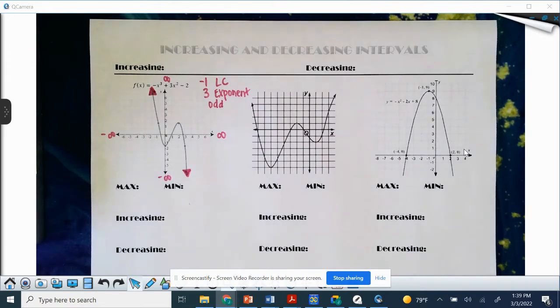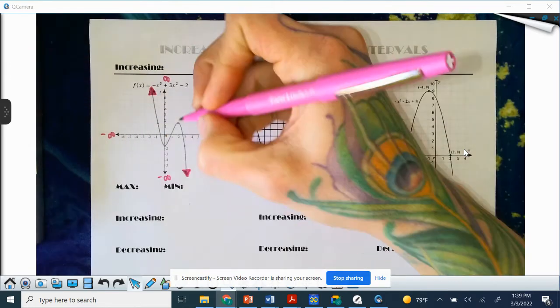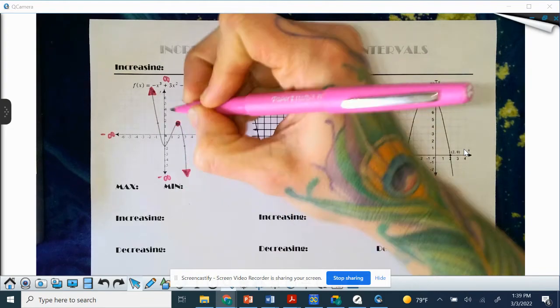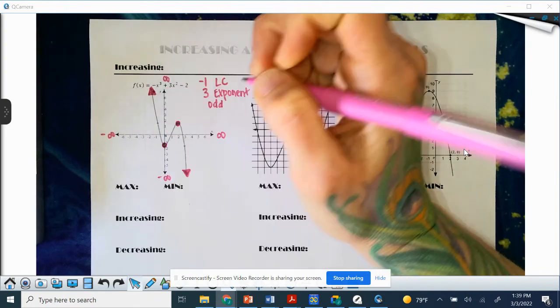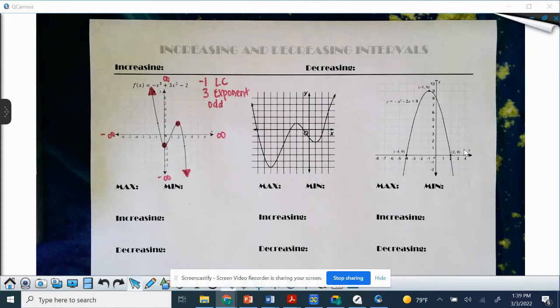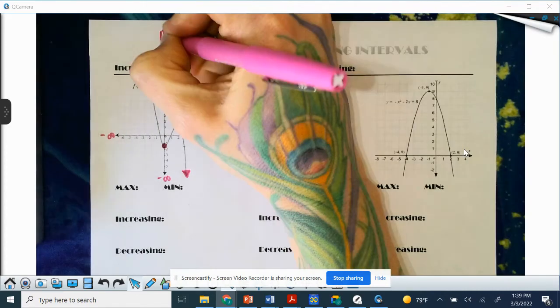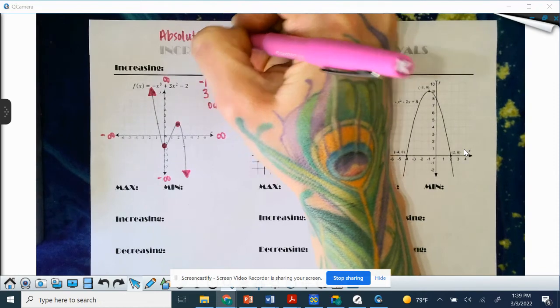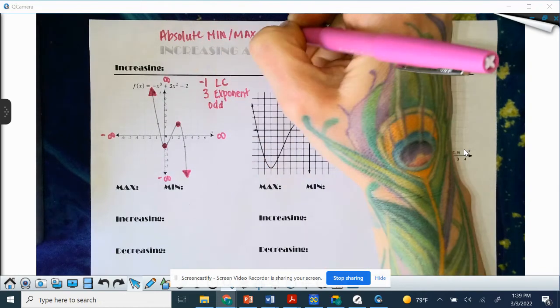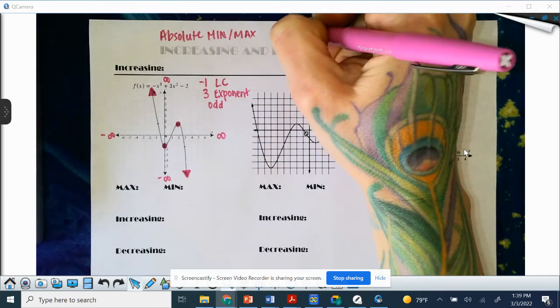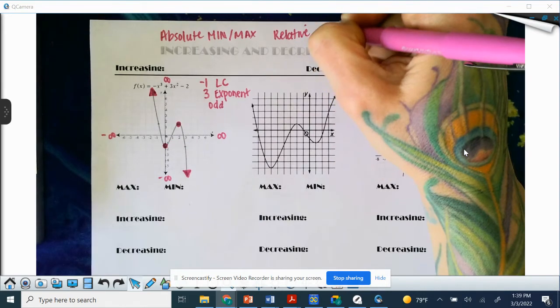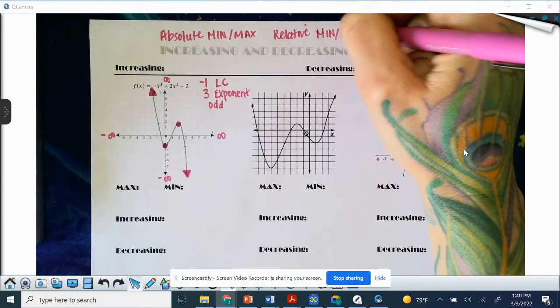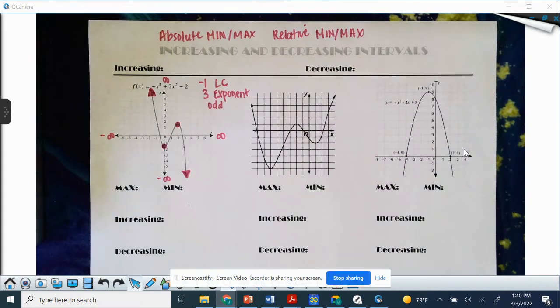So our min and max, there is such thing as a relative min and a relative max, and then an absolute min and an absolute max. And I'm going to add these up here just in case. So absolute, min and max, and then relative, min and max. And they also have local min and max, which is another verbiage that I've seen people use. And that's just saying in that section.